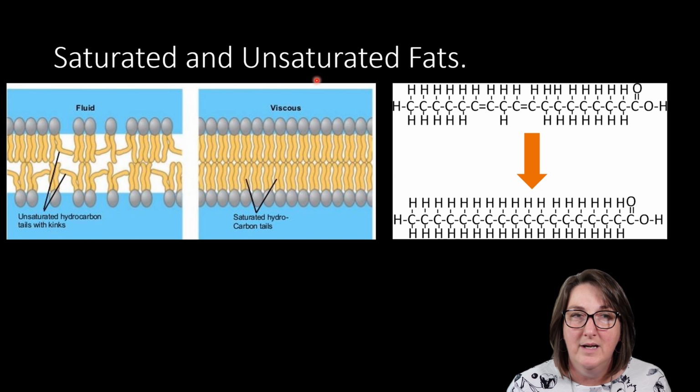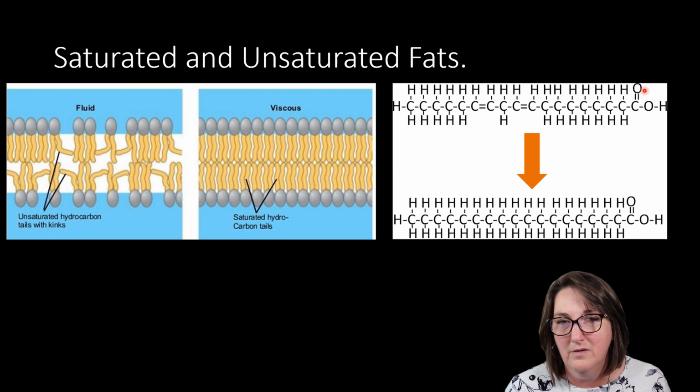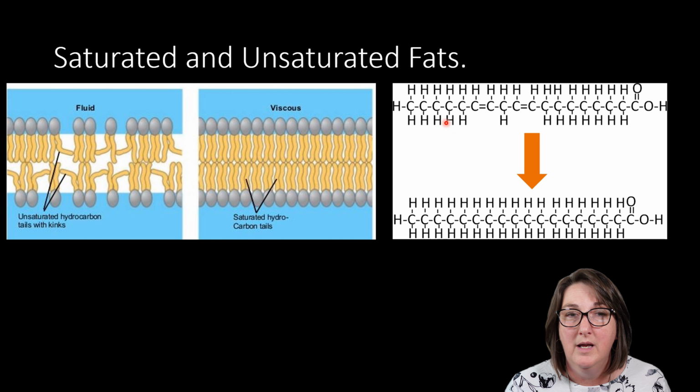I have saturated and unsaturated fats. So here I can see this molecule. These are those little fatty acid tails. And when I have them like this, I have these double bonds. This is going to be unsaturated. I can have one double bond, I can have multiple, and this will make an unsaturated fatty acid tail. And they're going to be kinked. They're going to be bent out like so.